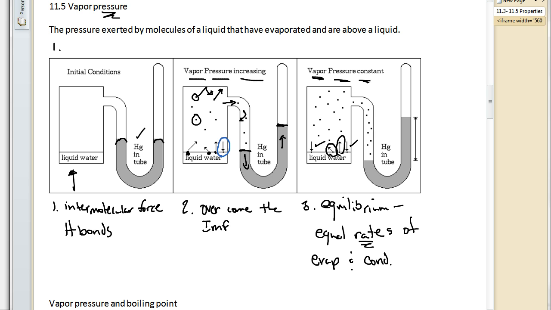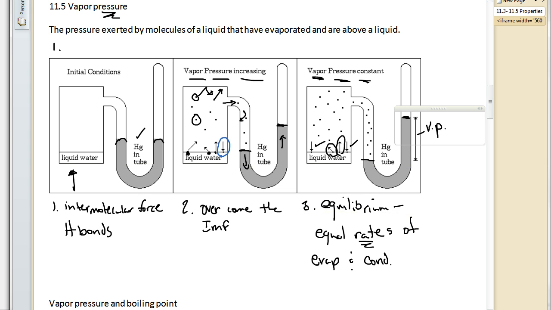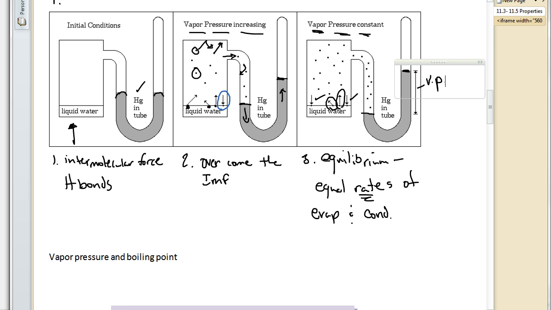We also notice that our mercury levels have gone down on the left and they've gone up on the right. There's our vapor pressure. Okay, once this becomes constant, there's our vapor pressure, which is the difference between those two. And that's really what vapor pressure is all about. Just the pressure of a gas above a liquid caused by evaporation.